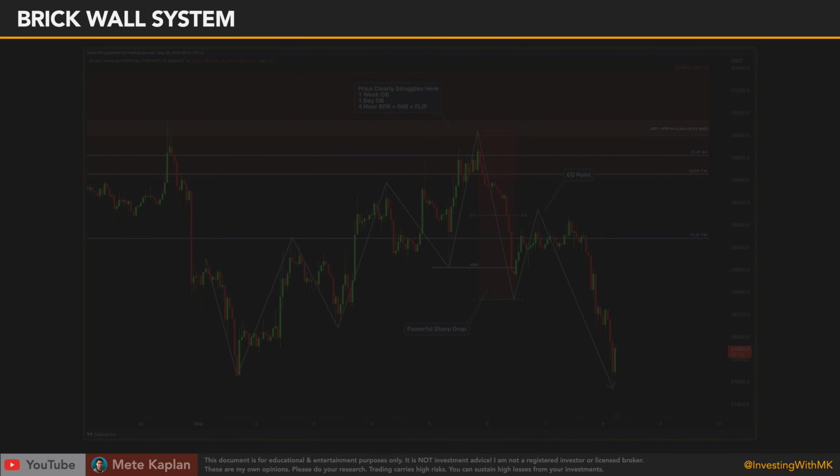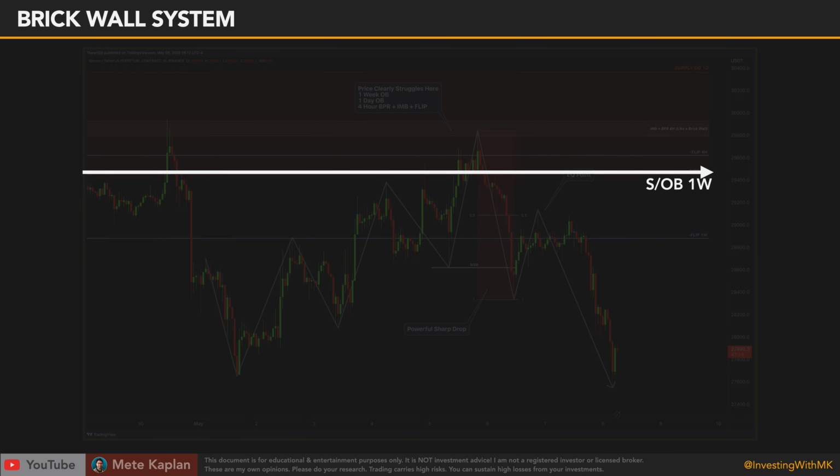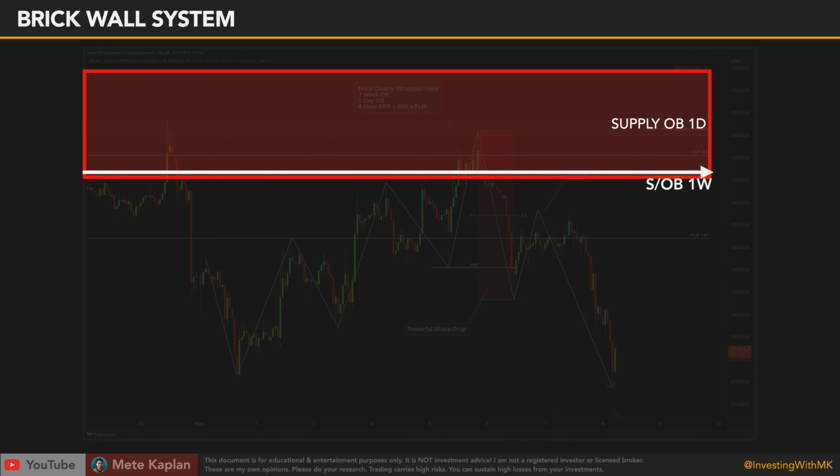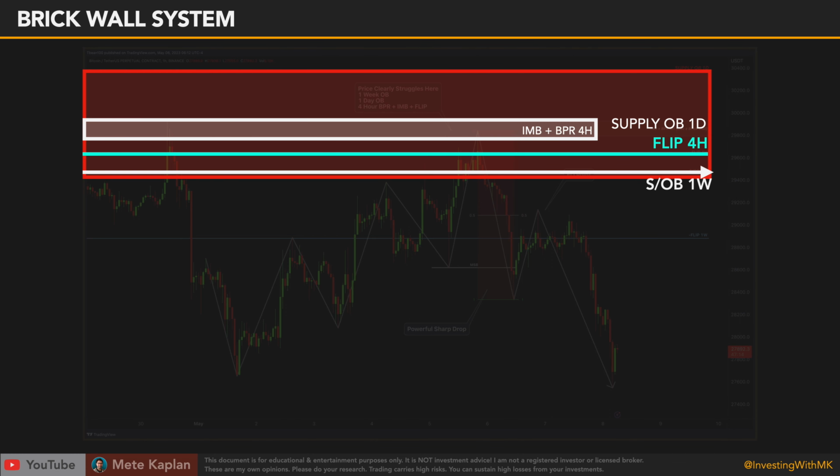Before we continue, let's fully understand the brick wall system, or call it the layer system again. Remember what we had in our charts: the weekly super order block level, then the daily order block supply zone, 4-hour flip zone, and the 4-hour imbalance and balanced price range zone. So we have weekly, daily, and hourly structures colliding on top of one another, layering.